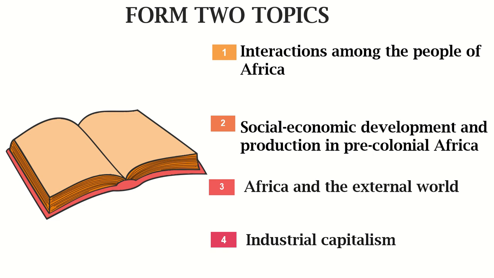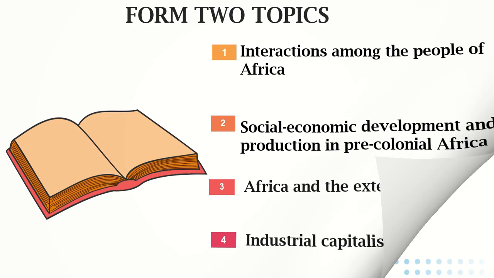All of them we will cover in this topic: industrial capitalism, as well as abolition of the slave trade. After these 8 topics of Form 1 and Form 2, you're going to sit for an assessment examination, that is the Form 2 examination, and after the Form 2 examination, God bless you, you'll pass, and we will meet again in Form 3.